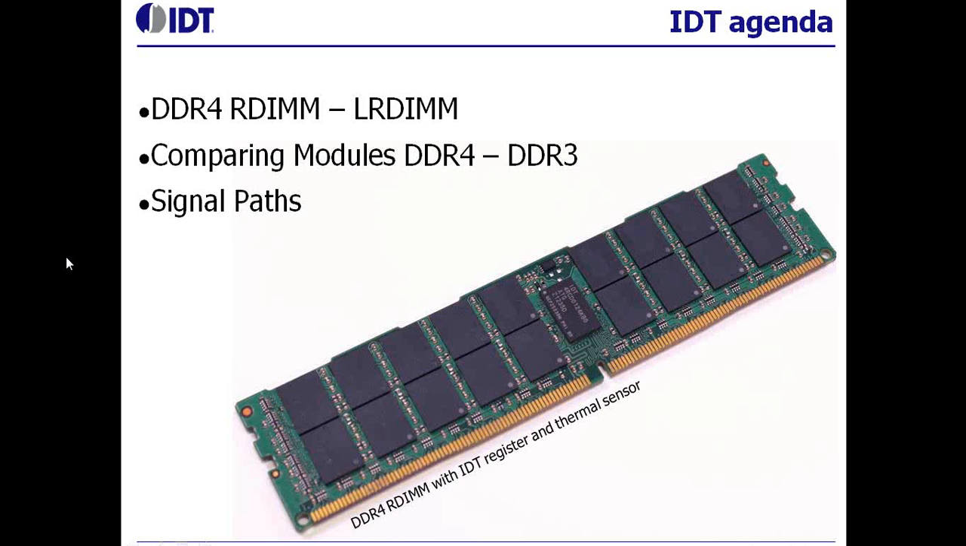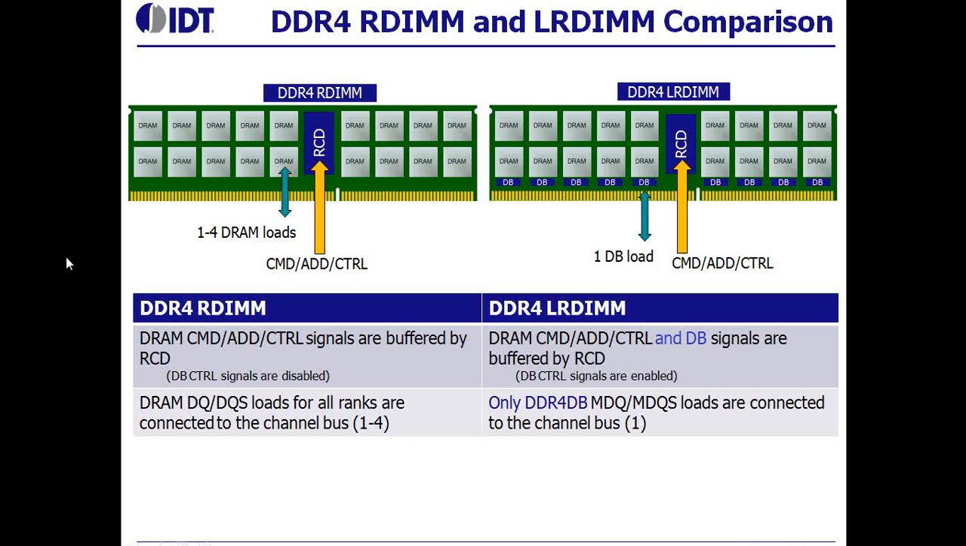And then finally, I will give a high-level overview of the read and write communication paths between the host controller and the various devices on the memory module. First, I'm going to compare DDR4 RDIMM with DDR4 LRDIMM.